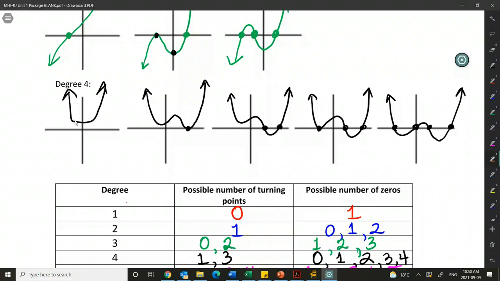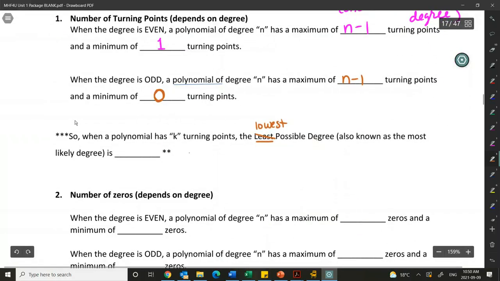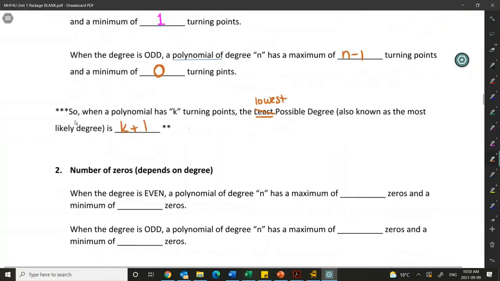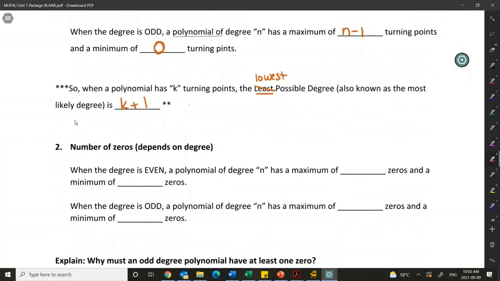So if I have 3 turning points, I cannot have anything lower than a degree 4 polynomial. Could also be degree 6 or degree 8, but it can't be any lower than one more than the number of turning points. So we're going to say most likely is k plus 1, turning points plus 1. Okay, so if I count up the number of turning points, if I have 5 turning points, that polynomial has to be degree 6 or higher. Always one more than the number of turning points. And it's most likely degree 6.